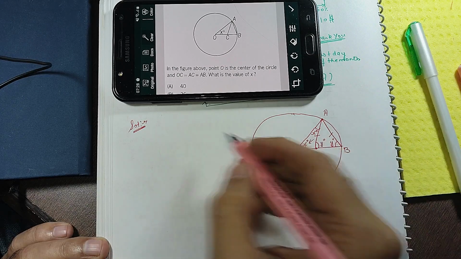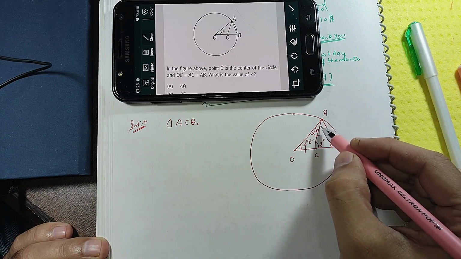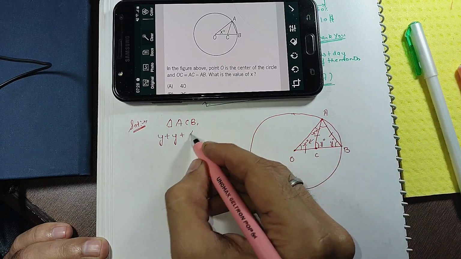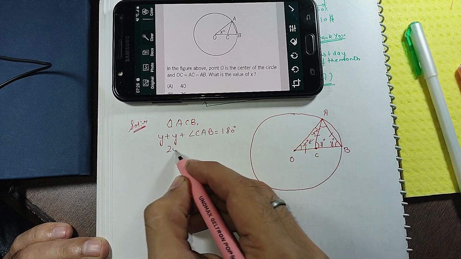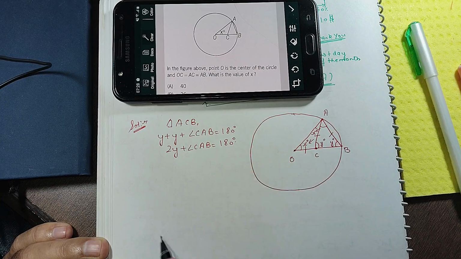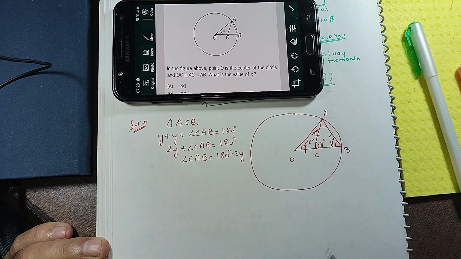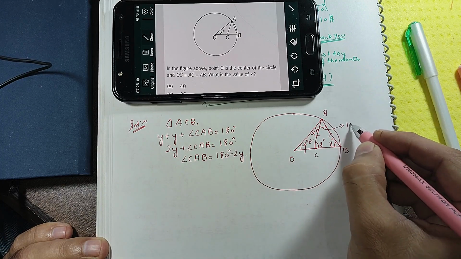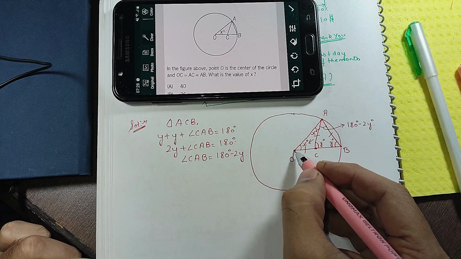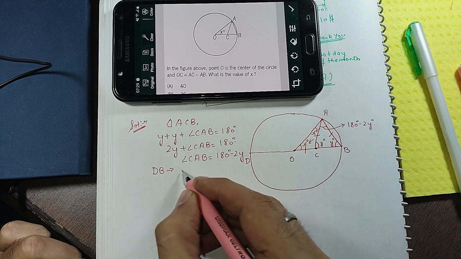Now in triangle ACB, two angles are Y degree. So the third angle will have the measure: Y plus Y plus this third angle CAB must be equal to 180 degree. So that means 2Y plus angle CAB should be equal to 180 degree by the angle sum property of the triangle. So angle CAB will be equal to 180 degree minus 2Y, right? So that means this angle is 180 degree minus 2Y degree. Now if we extend it to the circumference of the circle, we get this DB becomes the diameter of the circle.